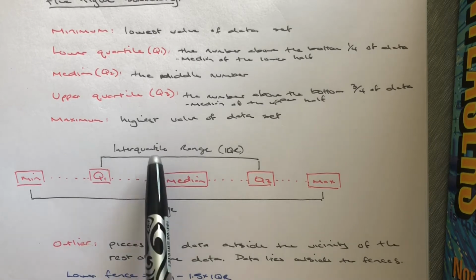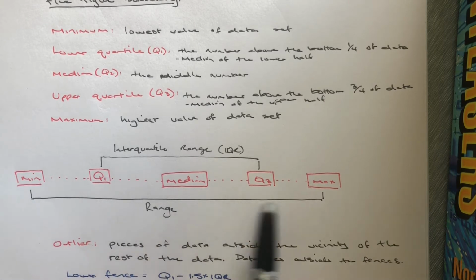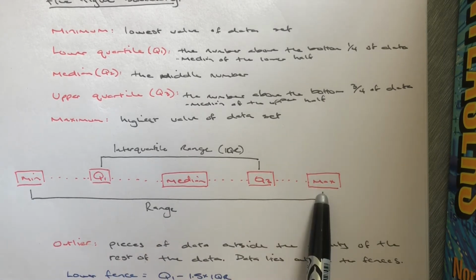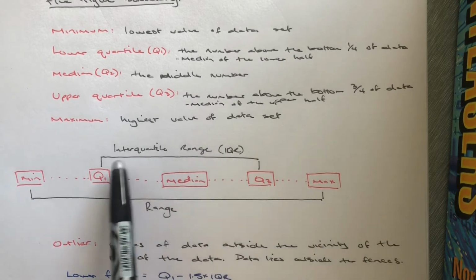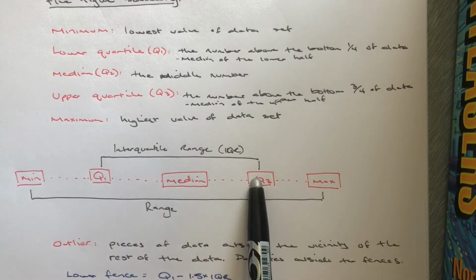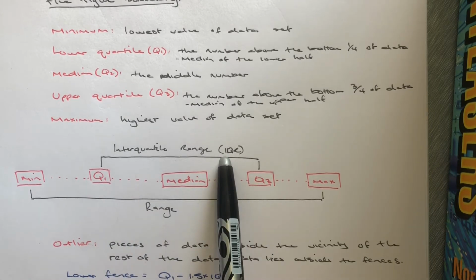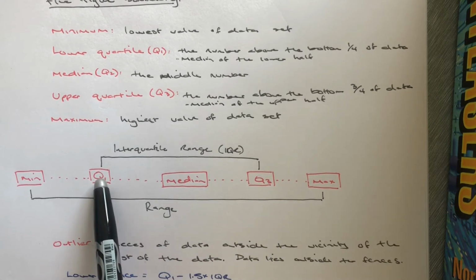Now, two new things though are your interquartile range and your range. The range is the distance from your minimum to your maximum. So if you wanted an equation to do that, it would be maximum minus minimum. And your interquartile range is the distance between the first quarter and the third. So to work the IQR out, it would be Q3 minus Q1.